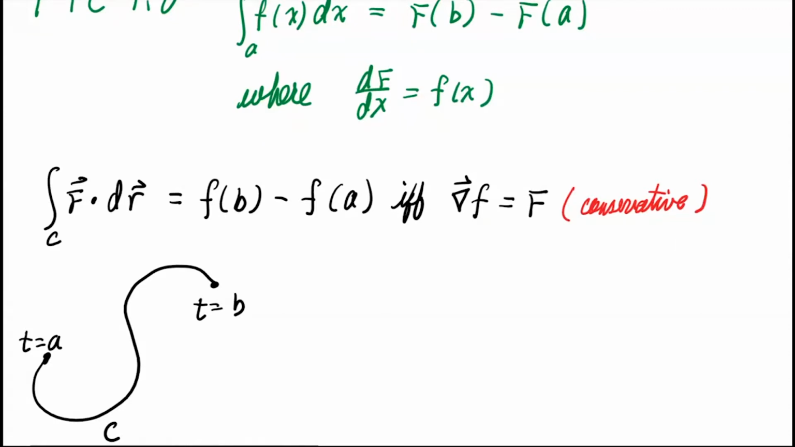And let me tell you what that gradient is. Gradient, once again, as a reminder, is the i vector times the derivative with respect to x, plus the j vector times the derivative with respect to y, plus the k vector times the derivative with respect to z. This is what the gradient is. So derivative with respect to space, all three.